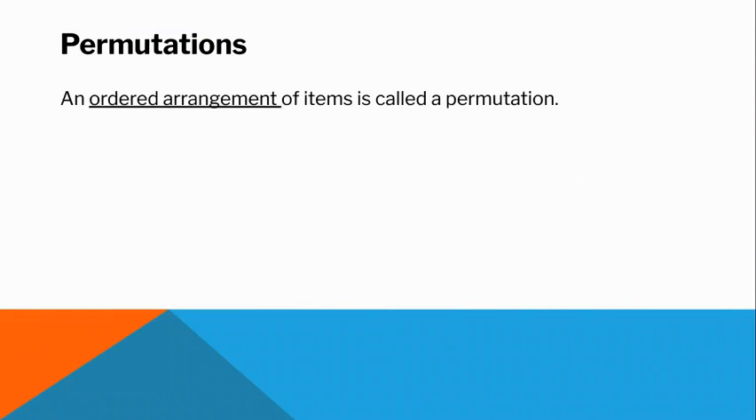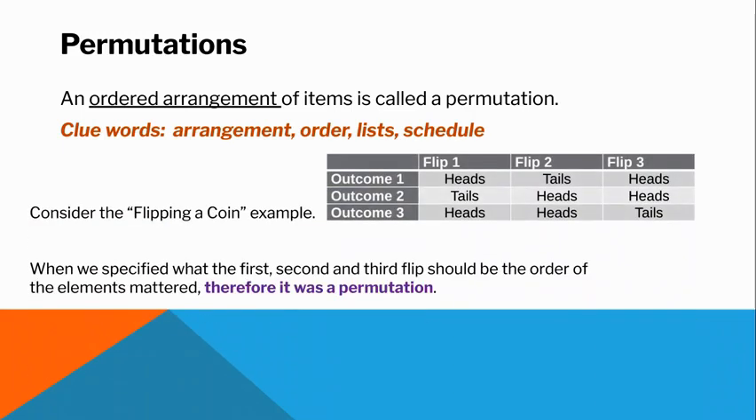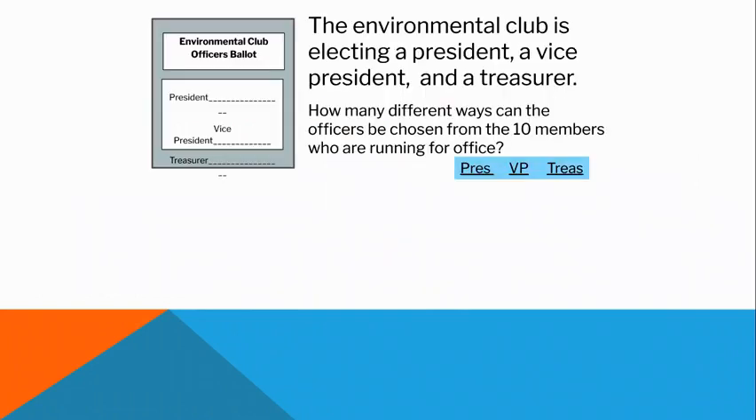Permutations. An ordered arrangement of items is called a permutation. So some of the words you look for: arrangement, order, list, schedule. I remember permutation starts with a P, and so does pageant. Does the order matter in a pageant? Absolutely. If you're first runner-up, you're not the winner. So permutations, order matters. So consider our flipping coins. When we specified what the first, second, and third flip should be, order mattered, so it was a permutation.